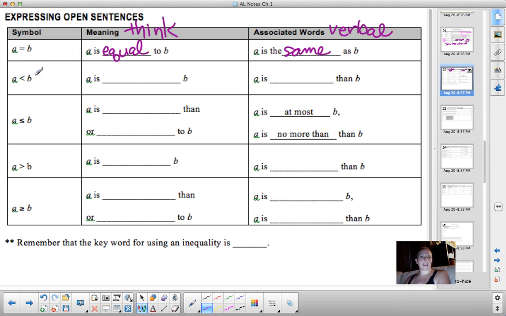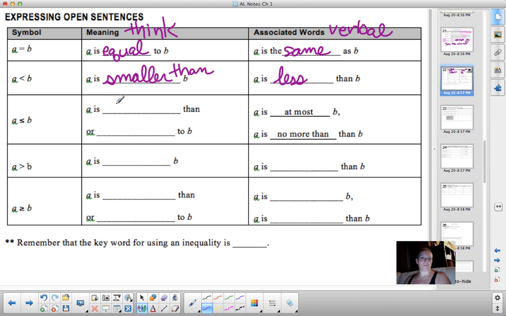When we look at the symbol, A is less than B, our thinking is that A is smaller than B. Right? No equal to, so just smaller. That's all we know about this relationship, that A is smaller. We don't know how much smaller. When we read it in a math problem, most likely what you're going to see is A is less than B. So just be careful with that one.